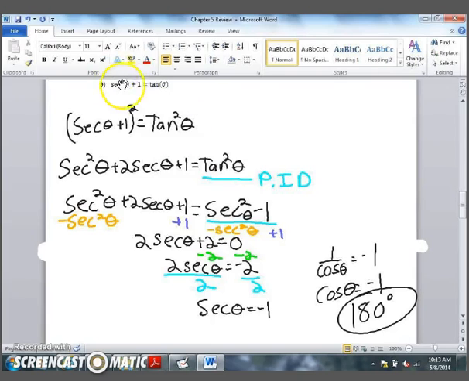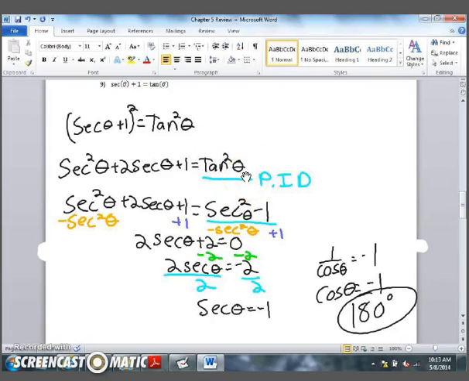Unfortunately here, I have a secant and a tangent, and there's no way to really relate them without squaring both sides. So I square them. Now, why would I square them? You have to FOIL. Don't forget to FOIL. That's important.